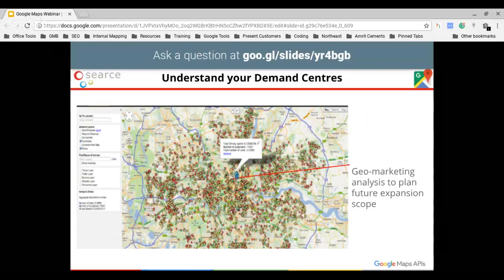So going from the customer side to the back end again, you can understand your demand centers. You can understand how many people have downloaded your application, how many of them are actually booking things or buying things, right? You can do geo marketing analysis to plan future expansion scope and see how your marketing campaigns in particular geographies have worked, right?